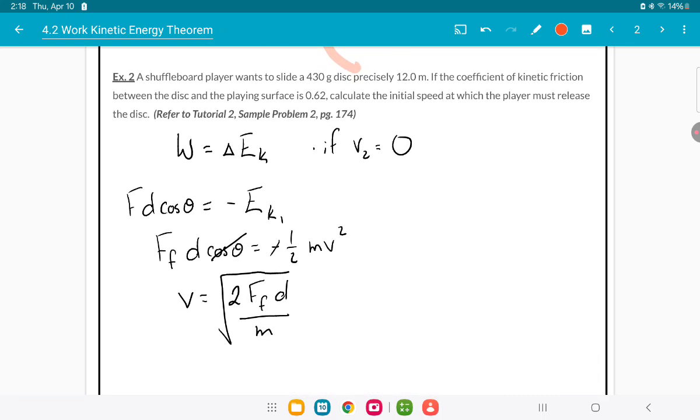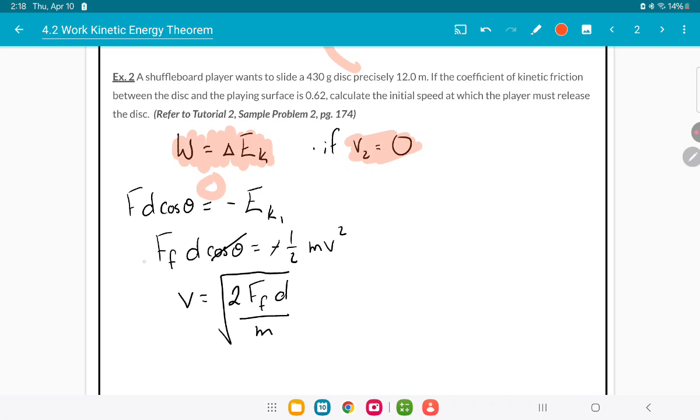A shuffleboard player wants to slide a 430 gram disc precisely 12 meters. If the coefficient of friction is 0.62, calculate the initial speed at which the player must release the disc. So again, work is equal to the change in kinetic energy. In this case, we want the disk to stop moving, so its final speed is 0. Remember, change in kinetic energy is 2 minus 1, so that means we have 0 minus EK1. And then we have friction, the force of friction, is the thing being supplied to do the work.